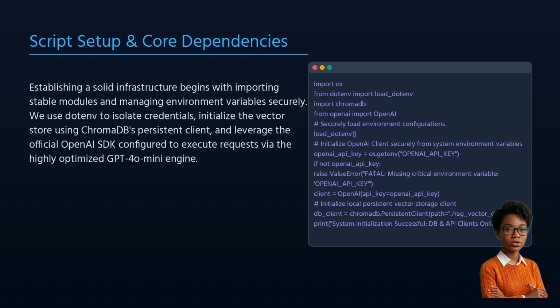First, we establish our imports and initialize the underlying infrastructure. We're using standard, production-grade Python packages. We load our environment variables using dotenv. Initialize ChromaDB as a local persistent storage system so that our indexed documents aren't lost when the process terminates, and construct the OpenAI client wrapper.